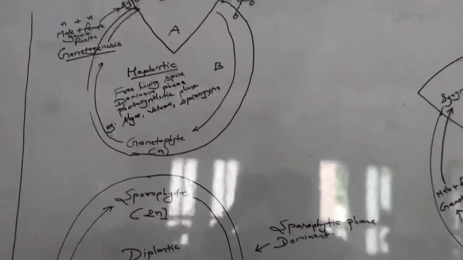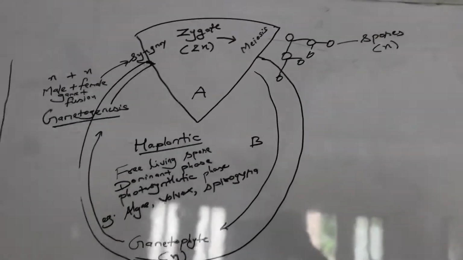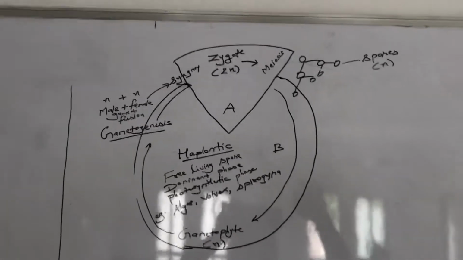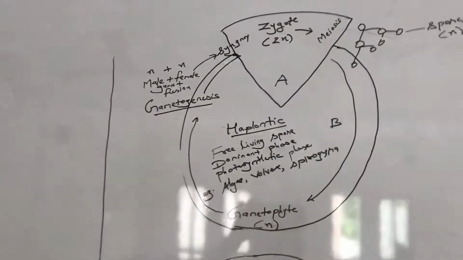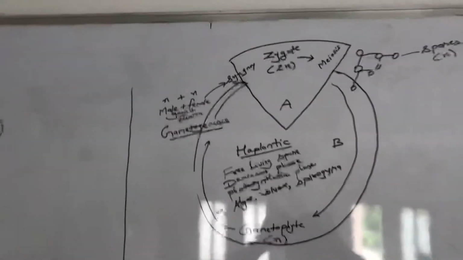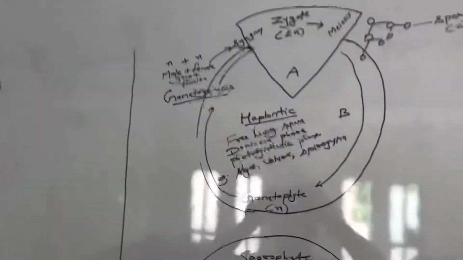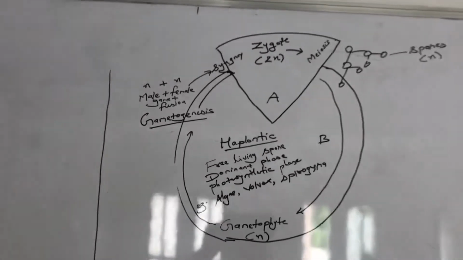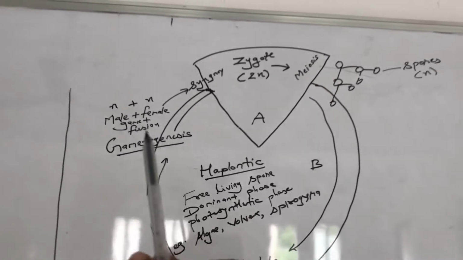Now let us study what is the haplontic life cycle. As it is given in your textbook, I have drawn the figure. Let us start with gametogenesis. What will happen in gametogenesis? There will be the formation of gametes. Here in gametogenesis, male and female gametes are produced.